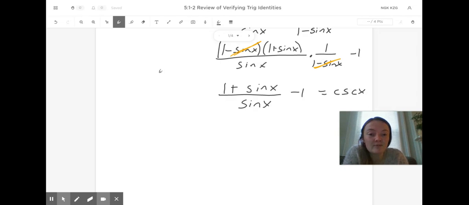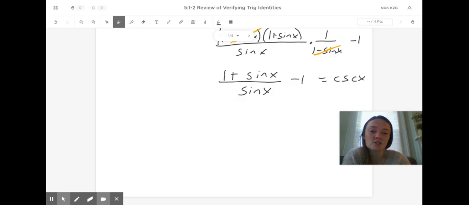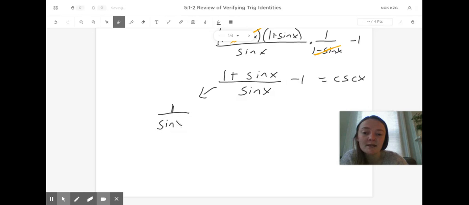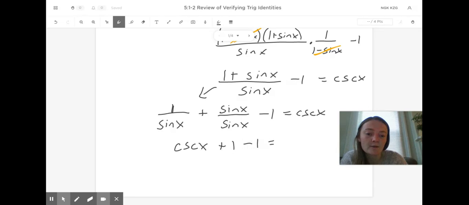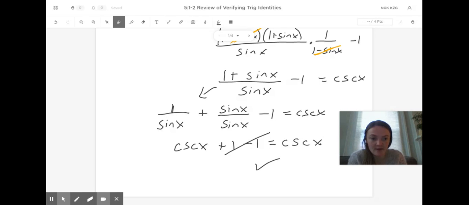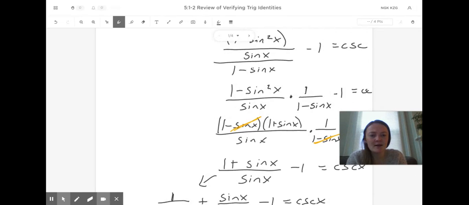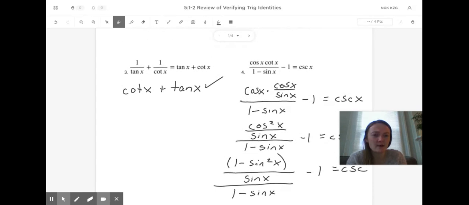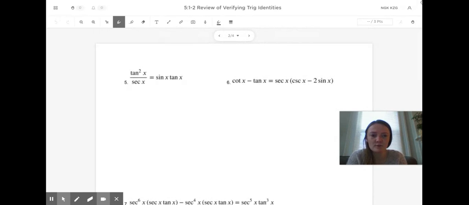Well, really, we're on the final stretch here. I'm going to split this fraction up into 2 pieces. This is the same thing as 1 over sine x plus sine x over sine x, minus 1. The question is, does it equal cosecant x? Well, 1 over sine x is cosecant x. Sine x over sine x is 1, minus 1. Does that equal cosecant x? Well, yeah, those two cancel, and this right here is verified. I know that that took a lot of steps. Obviously, you could have taken a different path, but that is the path that I took. All right, let's move on to the next page.